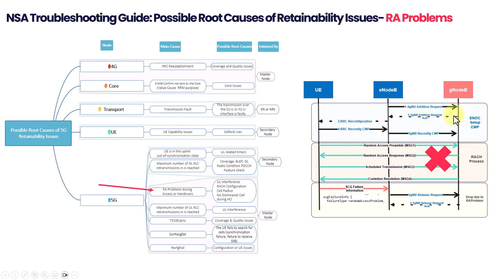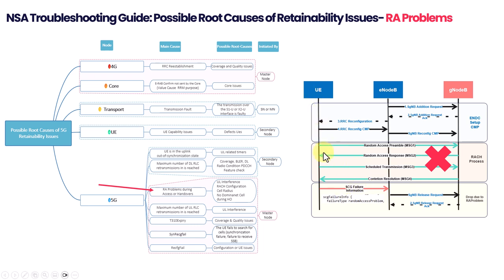So for example, here I'm just showing an example that after the NDC setup is completed, the UE will start initiating the RACH process, which is message 1, message 2, message 3. This is the complete RACH procedure here. So if any of those messages fails, this means the RACH has failed. So in this case, we assume that the RACH procedure has failed.